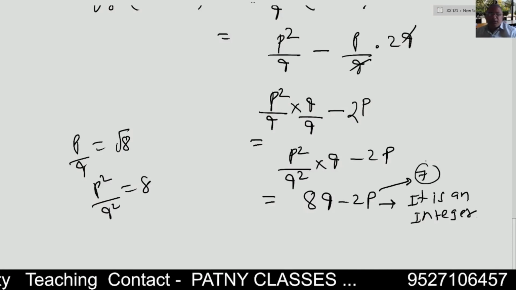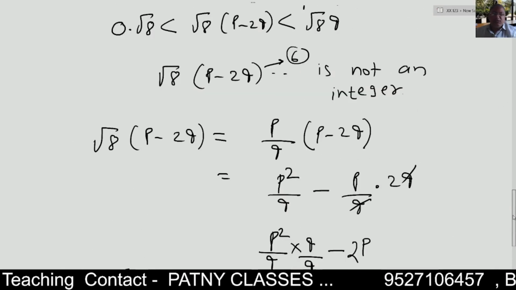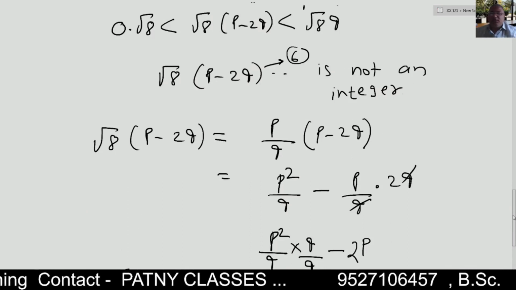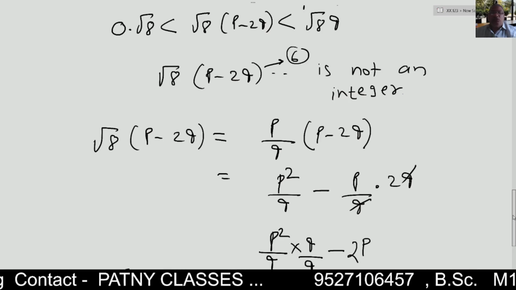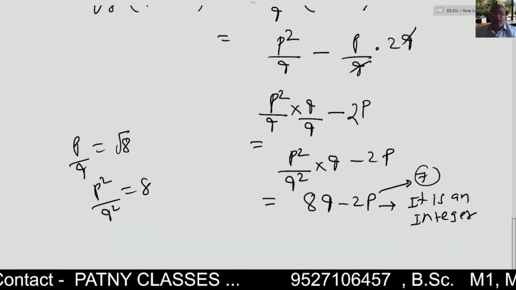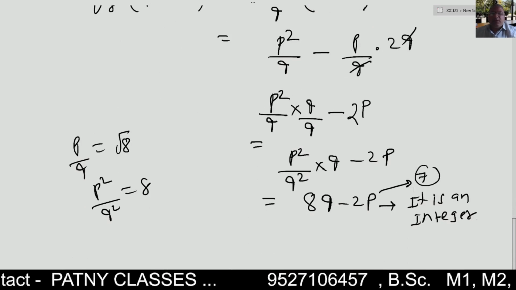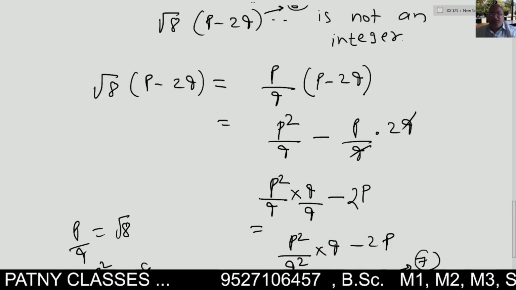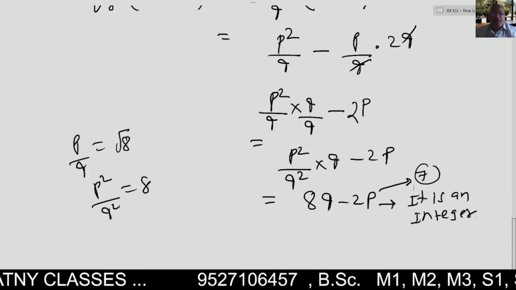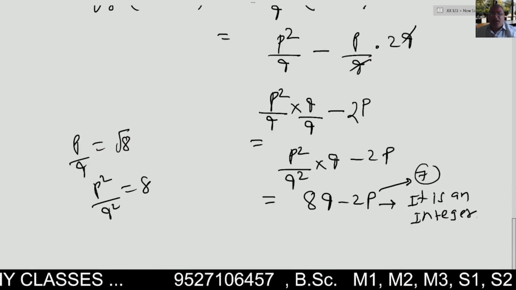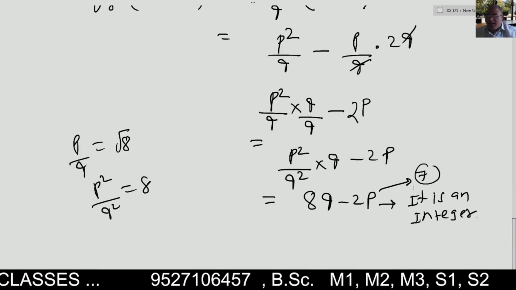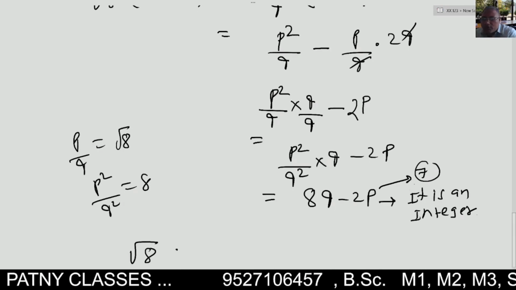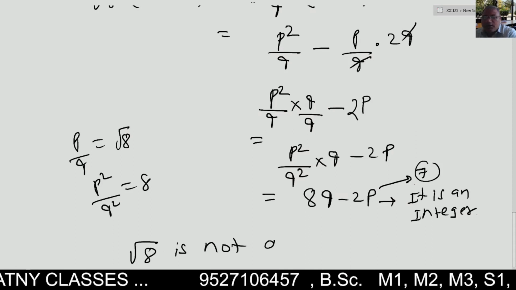Now we have two equations. In equation number 6 we have stated that root 8 into p minus 2q is not an integer, and in equation number 7 we are saying 8q minus 2p is an integer. So in statement number 6 and statement number 7 we are telling exactly opposite statements. They are contradicting each other. Therefore we prove that root 8 is not a rational number.